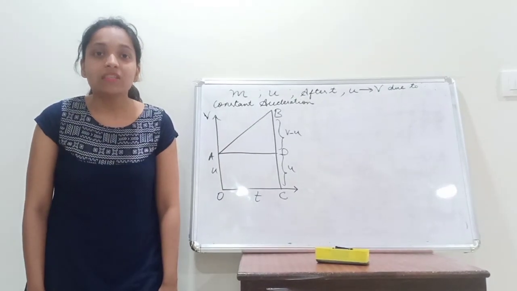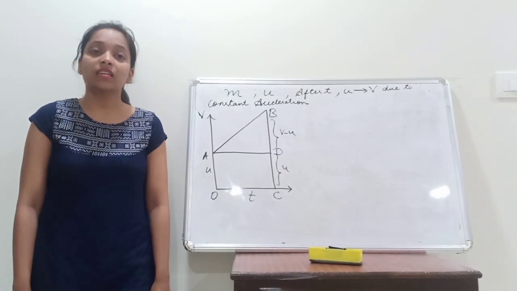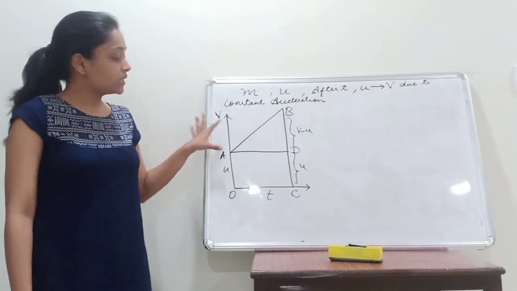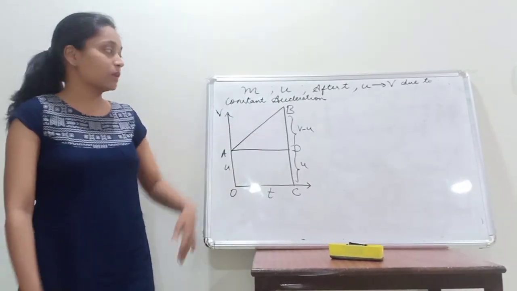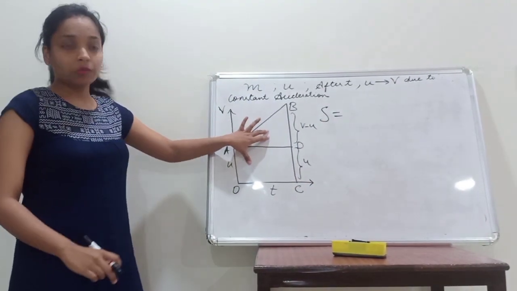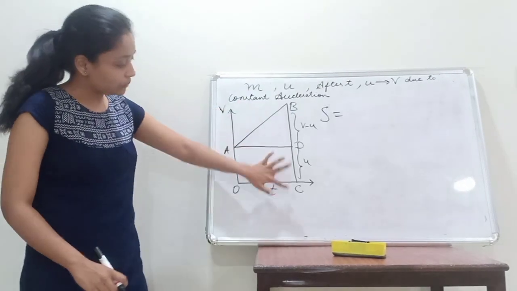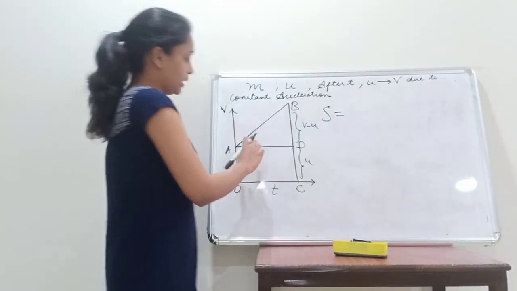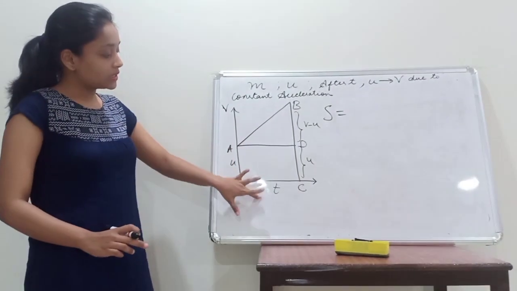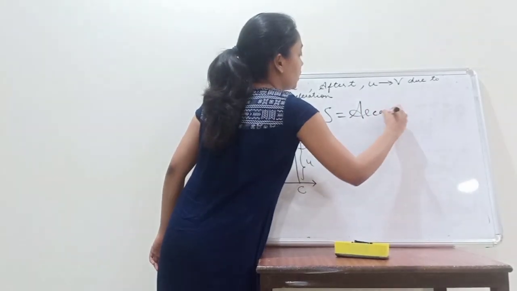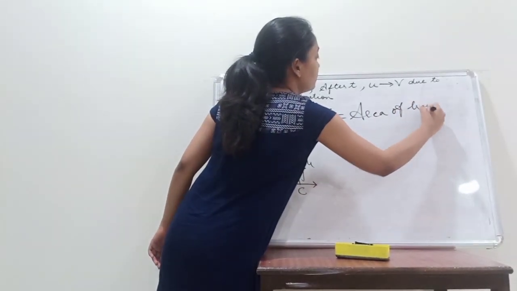Now let's derive second equation of motion using the same graph. We know that area under the curve of velocity versus time graph gives us displacement. So the displacement will be given by area of this trapezium OABC. I have drawn a line to divide trapezium into two parts. Area under the curve of velocity versus time graph gives us displacement.